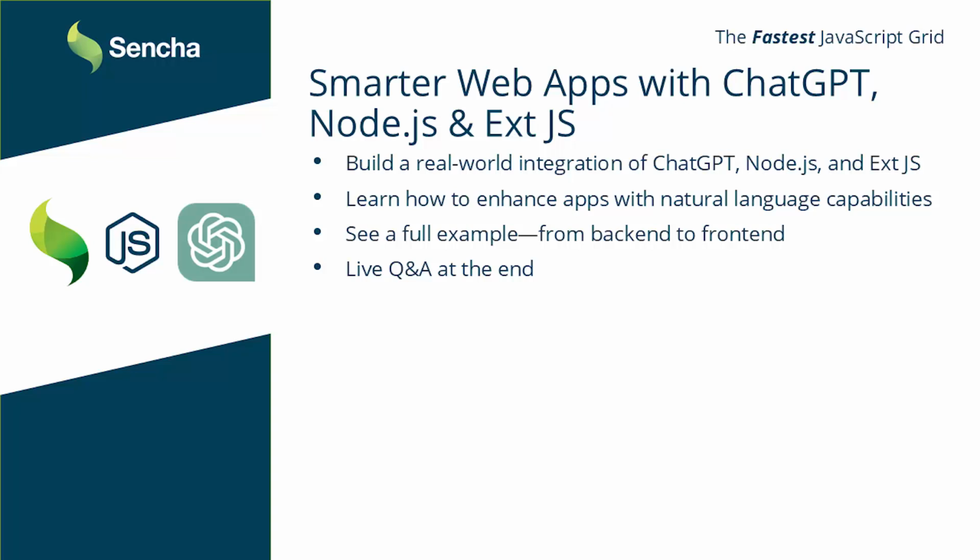We're going to build a real-world application that uses ChatGPT, Node.js, and Next.js. Of course, with the example we're going to be building, we're going to learn how to enhance applications with all these natural language capabilities. We're going to see a full example from the backend to the front end. While I still have a few things built already for us, we're going to see how to build that Node.js example and how to build the front end with XJS. And at the end, we're going to have a live Q&A. If you have any questions, please leave them in the panel if you're watching this live, and we will do our best to answer as many questions as we can at the end.